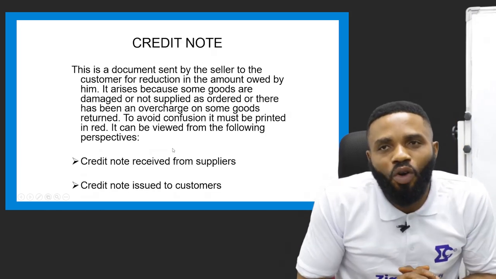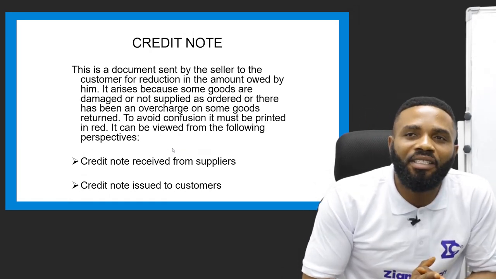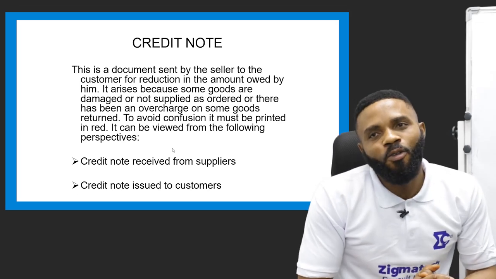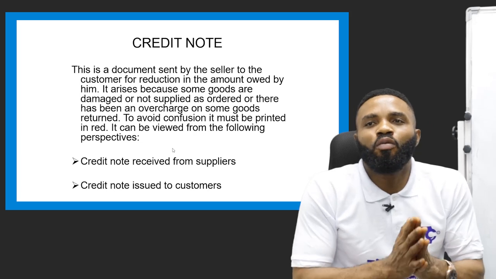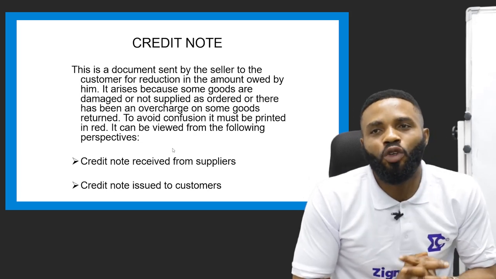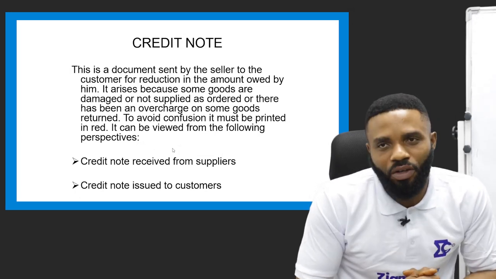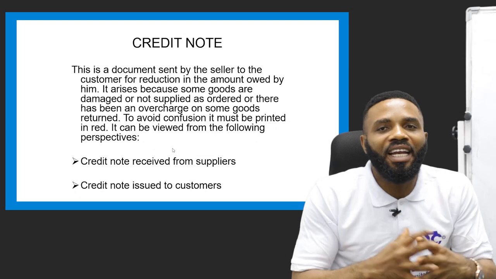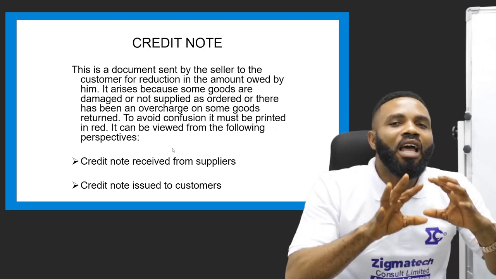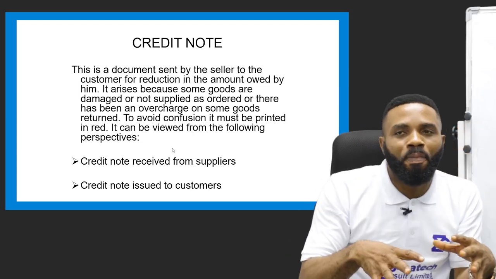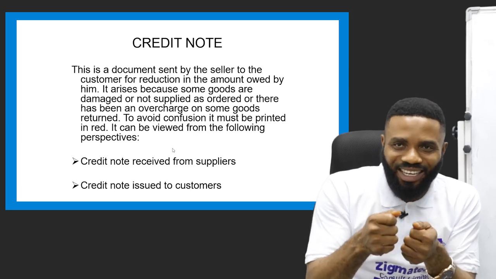The next one is what we call the credit note. The credit note is a document sent by the seller to the customer for reduction in the amount owed by him. It arises because some goods are damaged or not supplied as recorded, or there has been an overcharge on goods returned. To avoid confusion, it must be printed in red. It can be viewed from the following perspective. Now, let me bring this definition home. When we talk about a credit note, we are talking about a document that is sent.